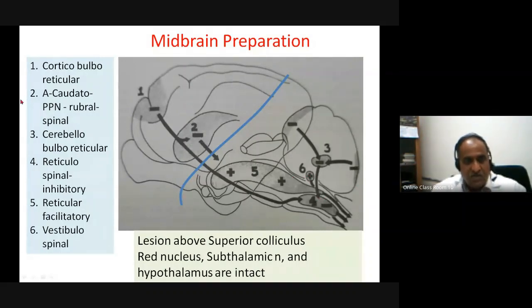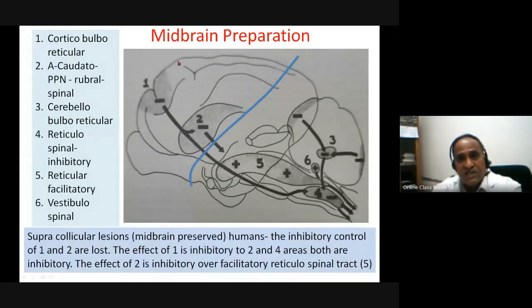Now what happens? With the lesion above the superior colliculus, the red nucleus, subthalamic nucleus, and hypothalamic regions remain intact. But if the hypothalamus has to be involved, the lesion should go a little higher up. So now the red nucleus and the subthalamic nucleus remain intact. For that reason, with supracollicular lesions the midbrain is preserved. The inhibitory control is lost over this.